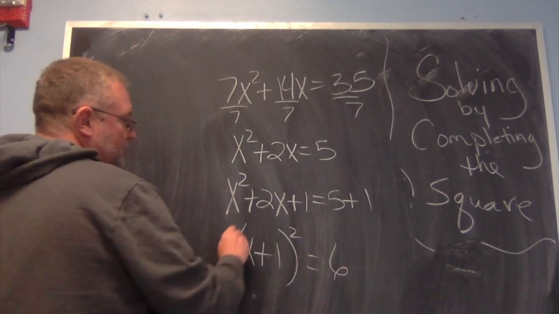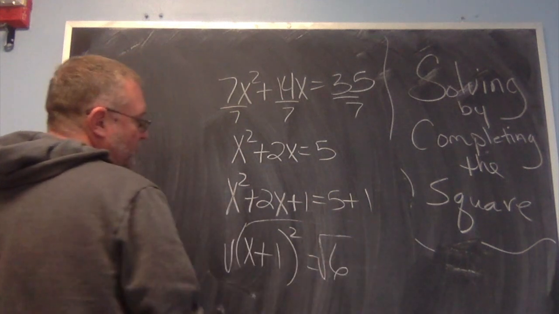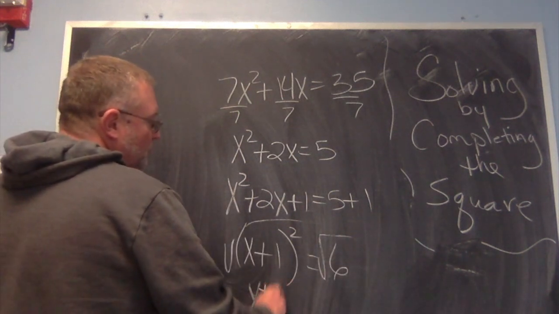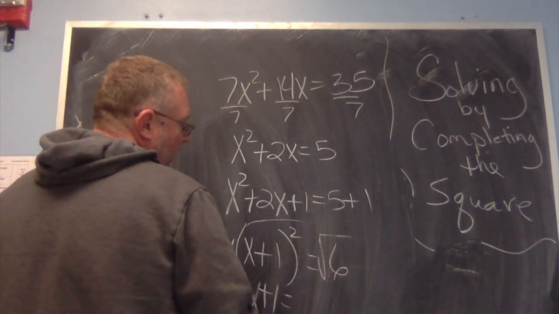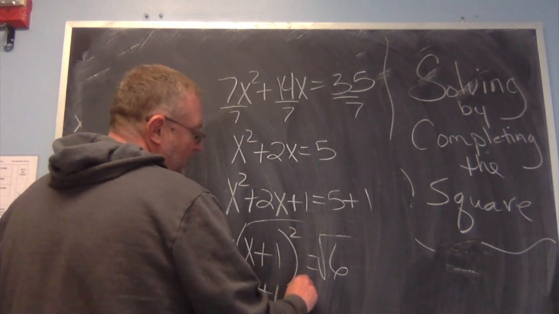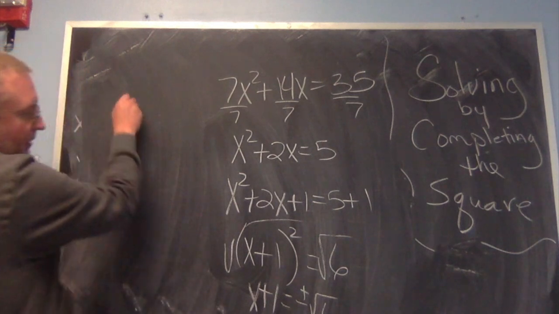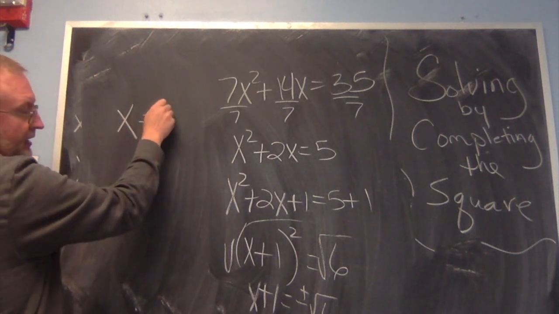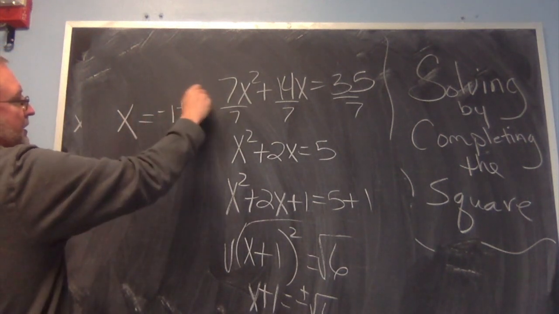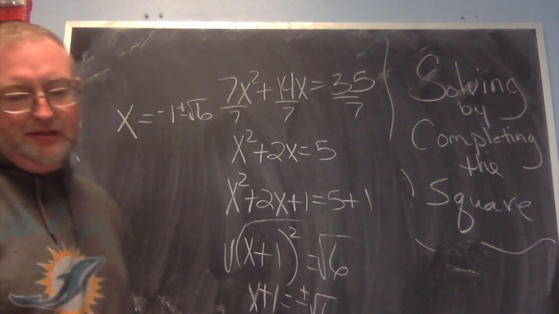6. Square root, square root. I have x plus 1 equals positive negative square root of 6. Subtract 1. So my final answer is x equals negative 1 positive negative square root of 6, because you can't do anything else with that 6.